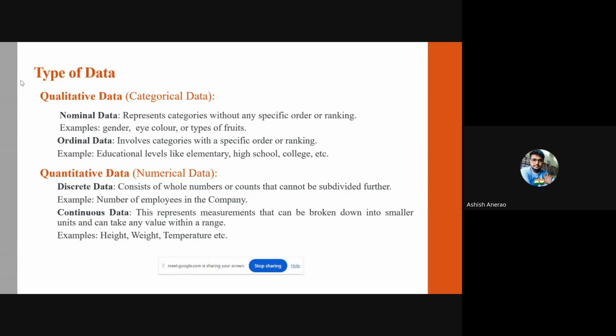Now next is quantitative data. Quantitative data is present in two forms: one is discrete data, another is continuous data. If we have whole numbers, that data we call discrete data, like the number of employees in a company or the number of students present in a class. Continuous data is, for example, height of a person or weight of a person, which is present in the form of decimals. These are a few types of data.